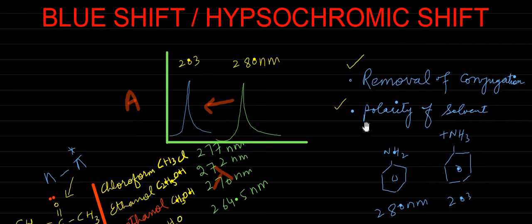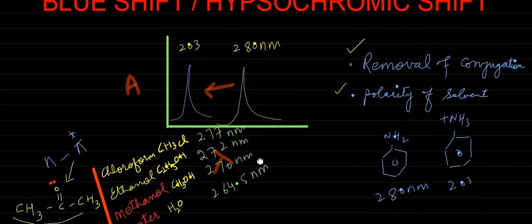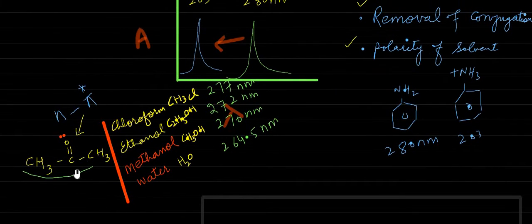It can also be possible due to a change in the polarity of the solvent which is being used for that analyte. Say for example, we have acetone here, which has pi electrons as well as n electrons. So there are possibilities of pi to pi star transitions and n to pi star transitions as well.